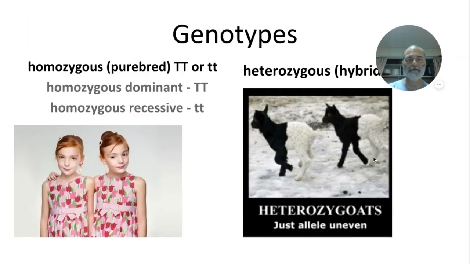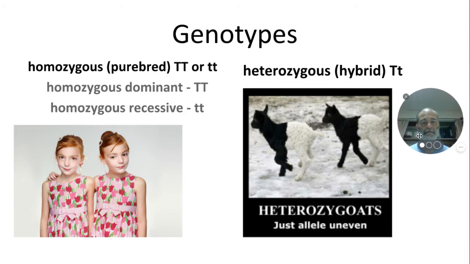Genotype, when you put two letters together. You can see there's two different types of genotypes. There's homozygous and heterozygous. Homozygous, meaning they're the same, and heterozygous, meaning they're different. Another name for homozygous being purebred, and another name for heterozygous being hybrid.